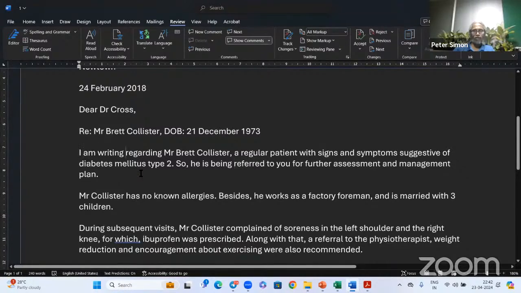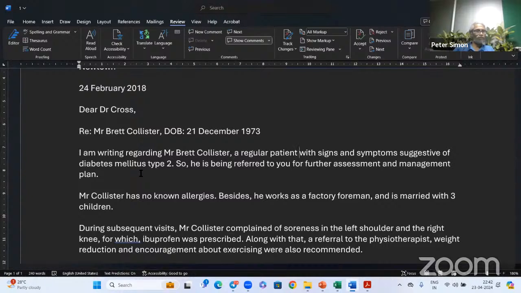I am writing regarding Mr. Brett Collister, a regular patient. Okay. So there, to you or to him. You can say who visits my clinic regularly. Regular patient, I don't think it's compulsory.